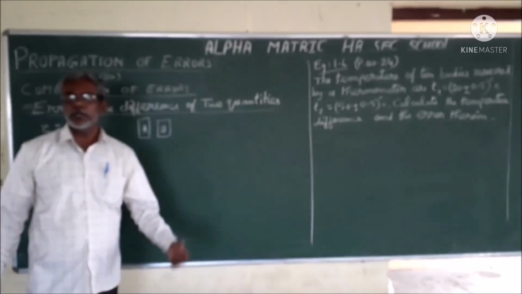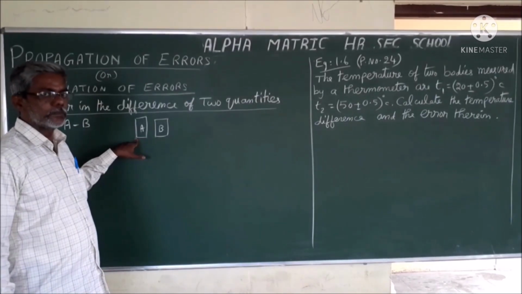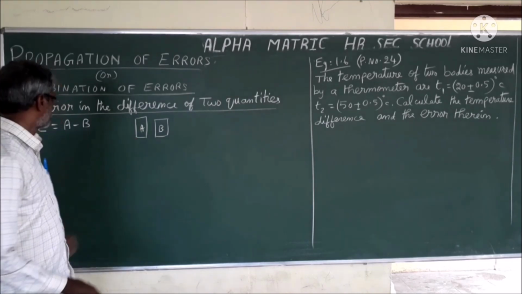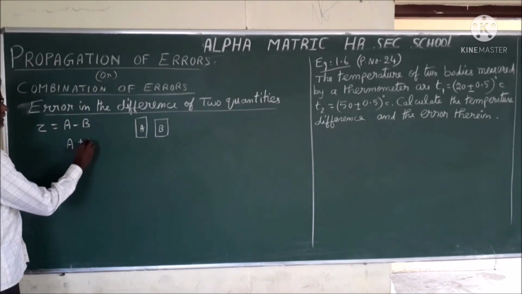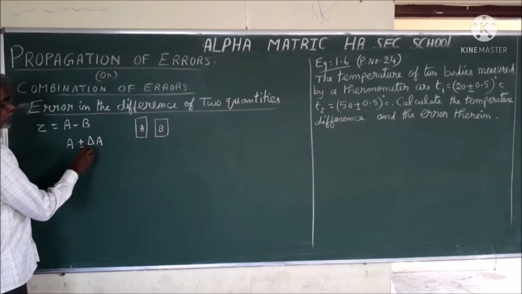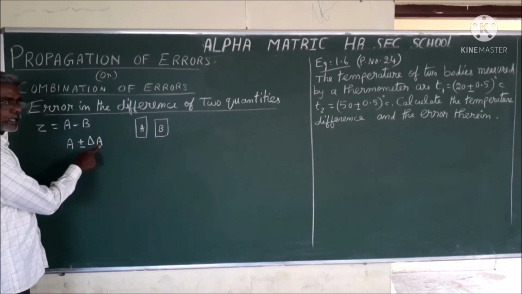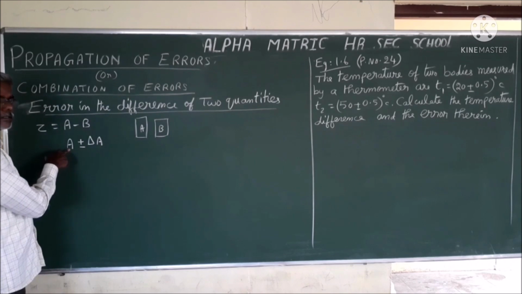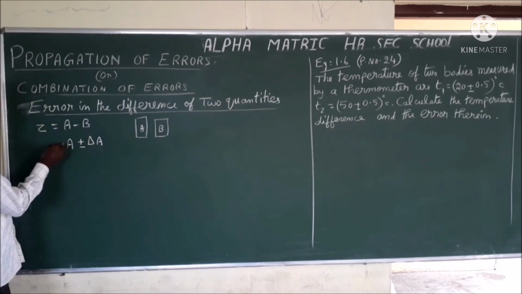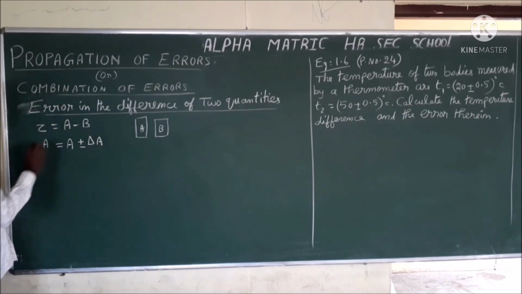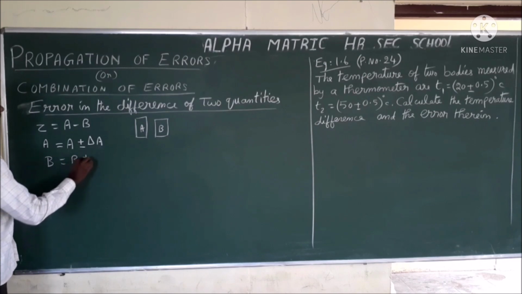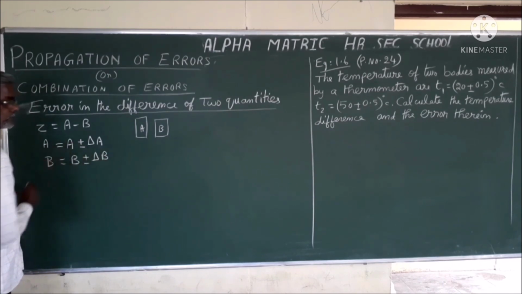In physics, if I measure the height of this building, there will be some error. So how can I write it? A plus or minus delta A. The delta A is nothing but absolute error. This A is nothing but the true value. If I add the plus or minus, we will get the measured value of A. Similarly, we will get B is equal to B plus or minus delta B.